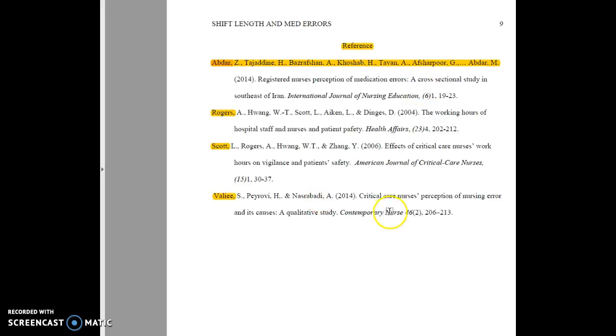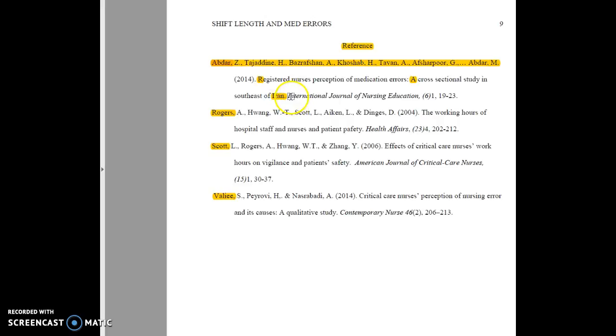Notice these are all journals. So there's the title, there's the publication year, there is the title. Notice that the first letter of the first word is capitalized. The rest of them are not, unless it's a proper name. And then any letter after a colon is also capitalized. Again, you only make the first letter of each word capitalized if it's a proper name. For example, like right here. The country Iran is a proper name, so you would capitalize that.